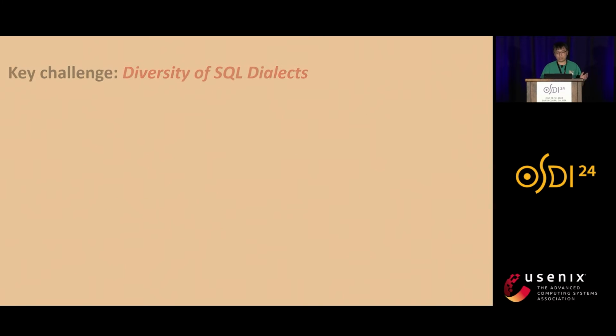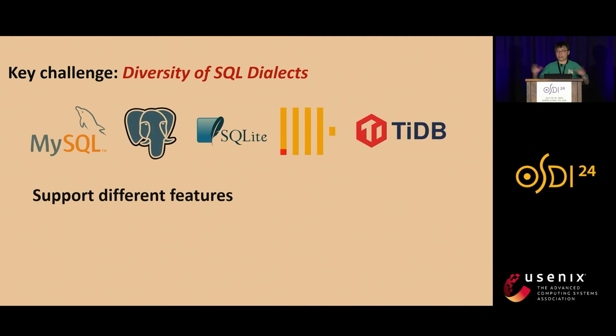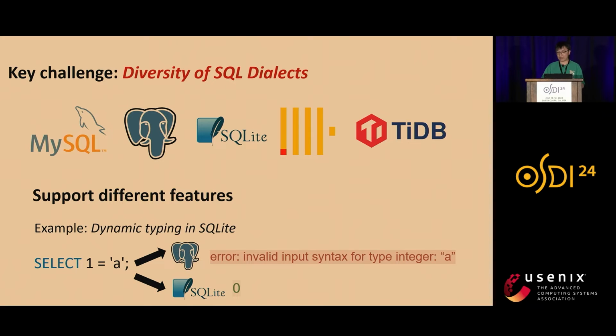The key challenge behind the problem is the diversity of SQL dialects. We know there are a lot of database systems. They support different features. For example, SQLite supports dynamic typing, but Postgres does not. So one database system could produce 0 for this select, but another one could just throw an error.